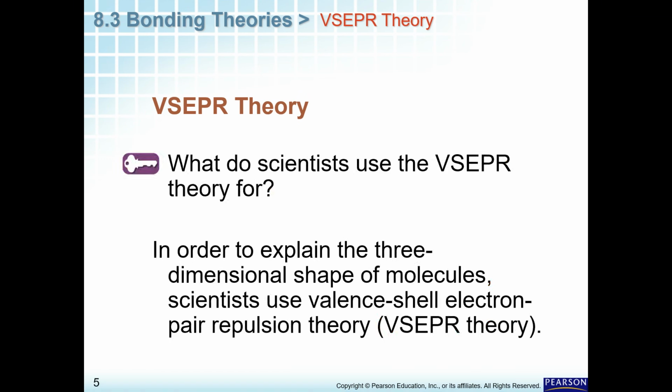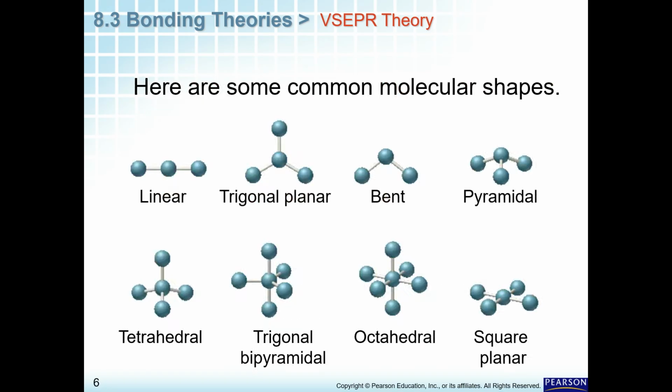So what do we actually use the VSEPR theory for? We can predict how these electron pairs are going to react, and it allows us to determine the three-dimensional shape of molecules. And one thing to know is that VSEPR actually stands for valence shell electron pair repulsion theory. In other words, how do these valence electrons repel one another? There are very common molecular shapes that can be created based on how these electron pairs repel each other. We have linear molecules, bent, even tetrahedral like we saw with methane, and then more complex ones like octahedral or square planar.